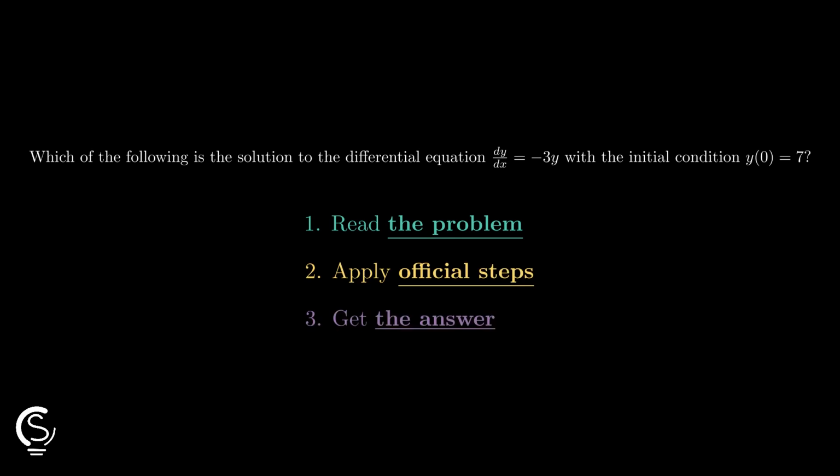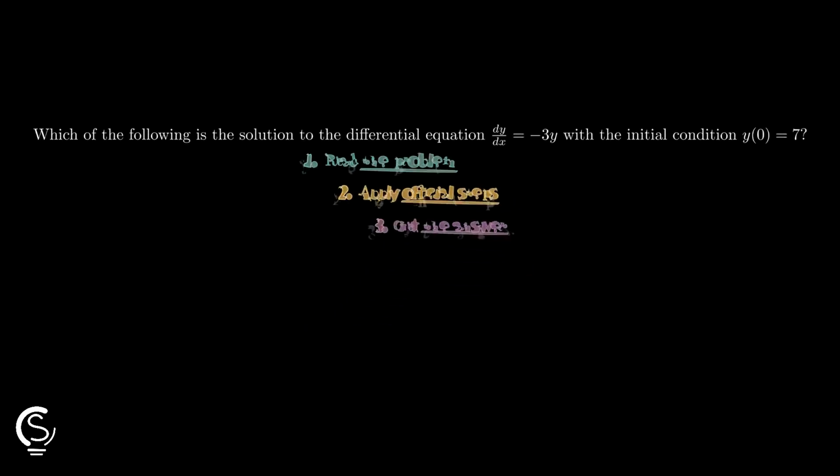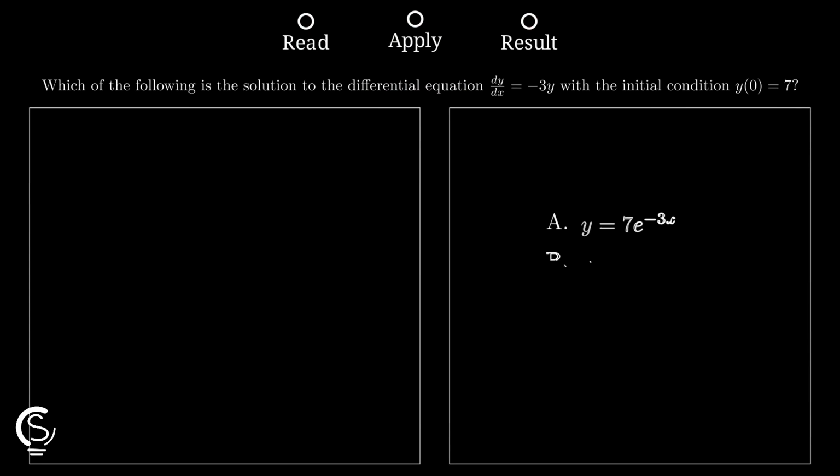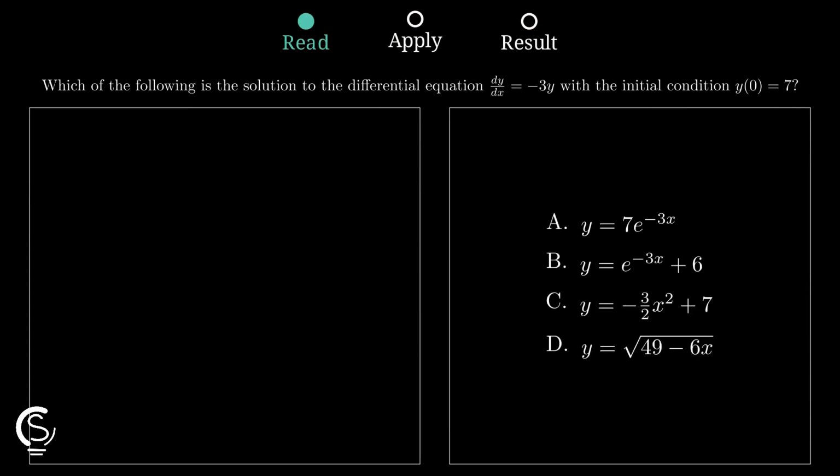I got your back. Differential equations are actually super easy if you follow these steps. Let us solve this specific problem together and find the correct answer right now. Separate the variables by moving all y terms to one side and x terms to the other. This gives 1/y dy equals negative 3 dx.